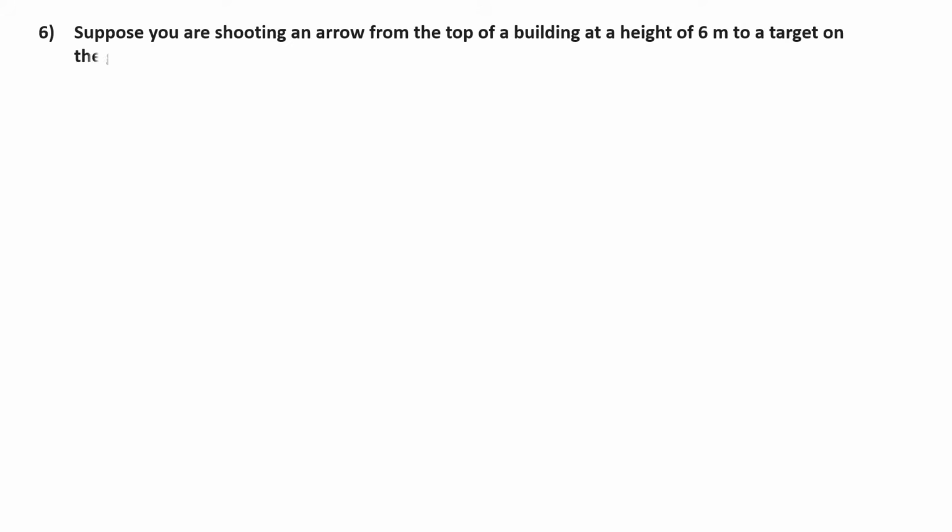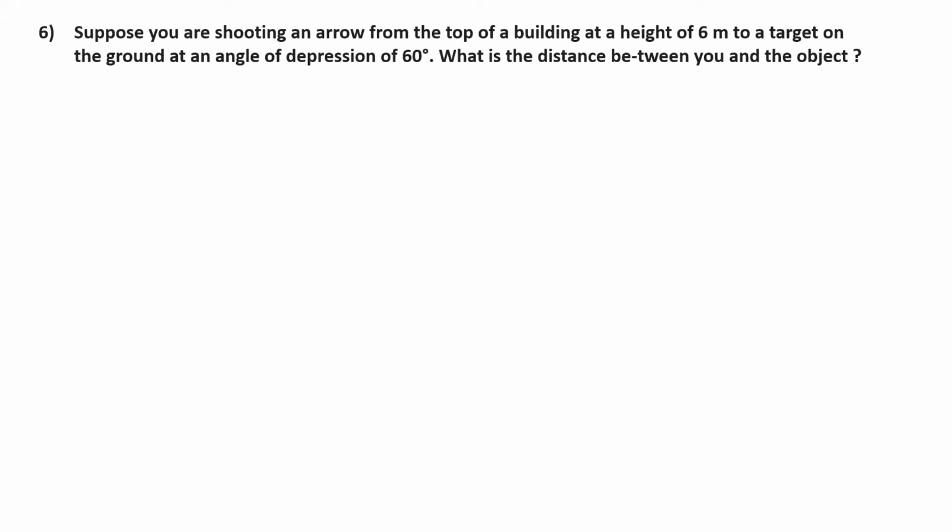Next, the sixth question: suppose you are shooting an arrow from the top of a building at a height of 6 meters to a target on the ground at an angle of depression of 60 degrees. What is the distance between you and the object? Up to the fifth question, you have the concept of angle of elevation. In all five questions, the targets are above the ground level. Now here the target is on the ground and the observer is above the ground.